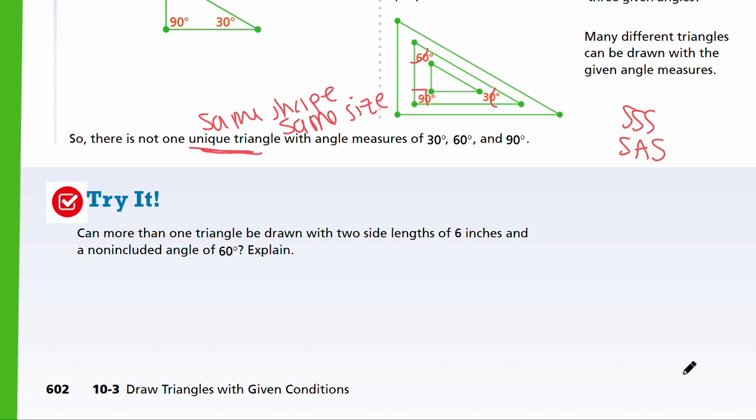Let's look at try it. Can more than one triangle be drawn with 2 side lengths of 6 inches and a non-included angle of 60 degrees? We already know that. Two side lengths of 6 inches and a non-included angle of 60. So this needs to be 60 or that needs to be 60, but then you have 2 of the same sides. Pause the video, think about this, and come back when you are ready for answers.